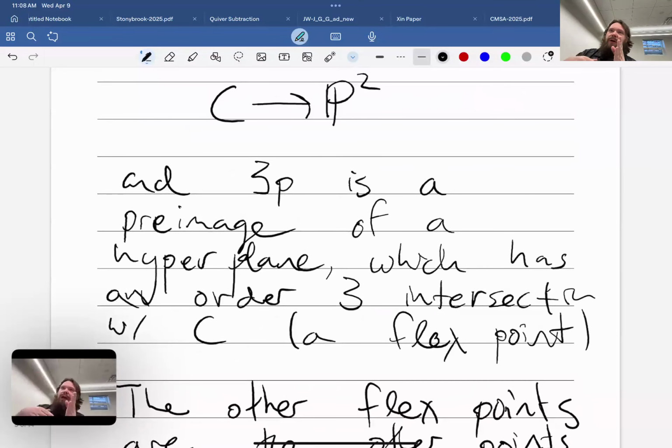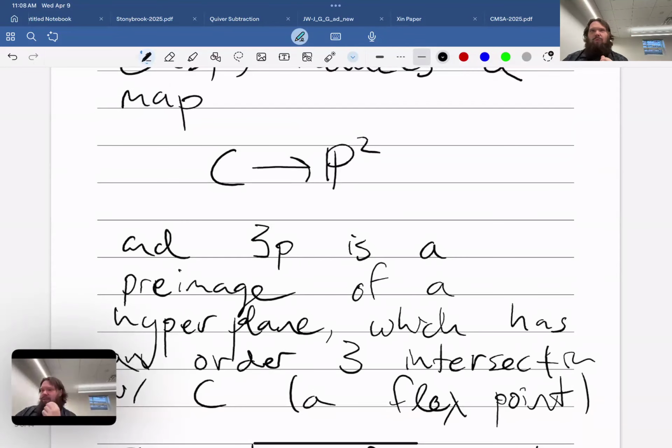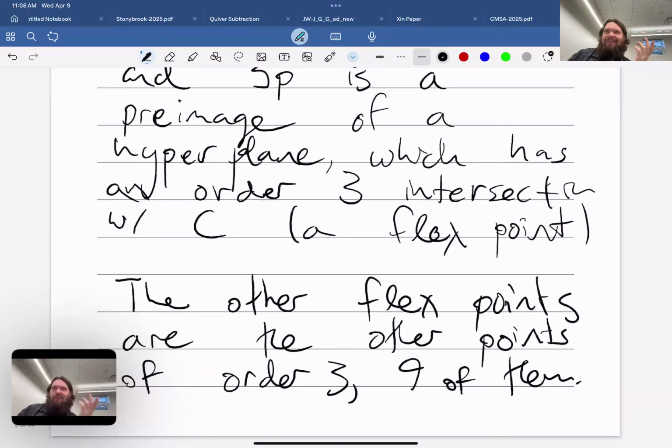Just as the degree 2 line bundle gave us an interesting interpretation of degree 2 points as the ramification points of this map, degree 3 line bundles give us an interesting interpretation of degree 3 points. What is this telling us? That the pre-image of a line is 3 times a point. That's telling me my curve inside P2 intersects that line with order 3. So it's an intersection that looks like the graph of x cubed. That's called a flex point. There are going to be 9 of those because there are 9 points which are either the identity or have degree 3.